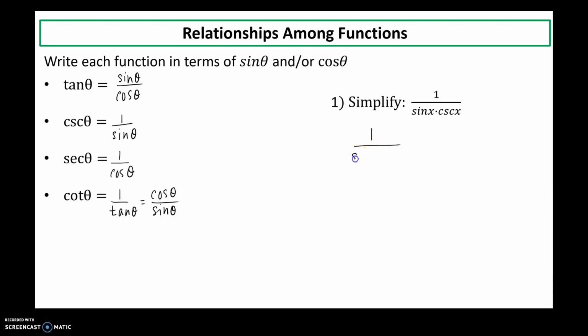So if I look at this, sine x can't be simplified any further, but I know that cosecant is the reciprocal of the sine function. So I'm going to replace cosecant with 1 over sine x. Now look what happens. Sine divided by sine is 1. So this expression simply becomes 1. That's it.